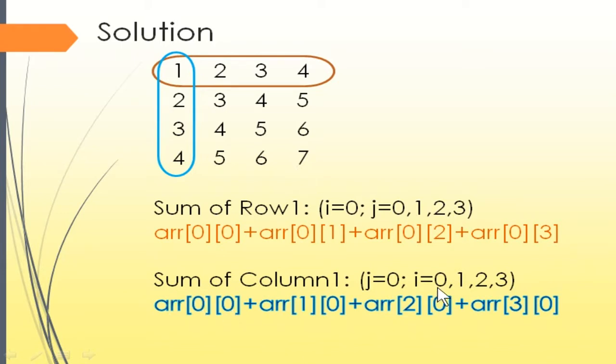And next is sum of column. You can see here instead of I, the j value is constant. The column values are constant. So you can see 0 0, 1 0, 2 0 and 3 0. That means the j value is constant and the I value is changing. That means the row values are changing: 0 1 2 3. That is the only change you are going to make in the program. So we will go to the program and check how to solve this question.